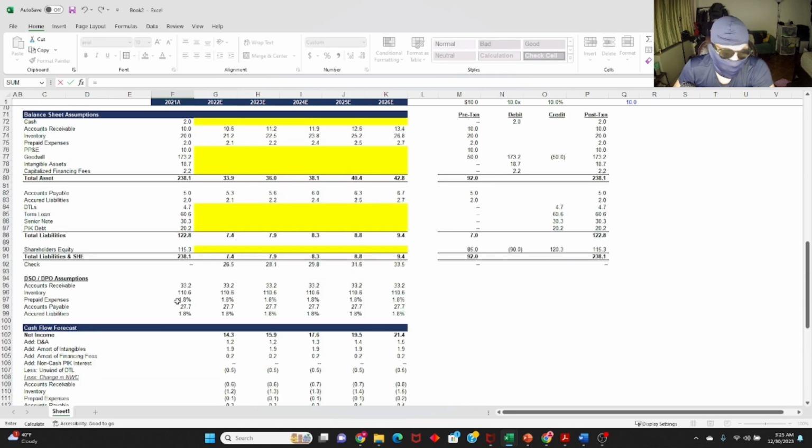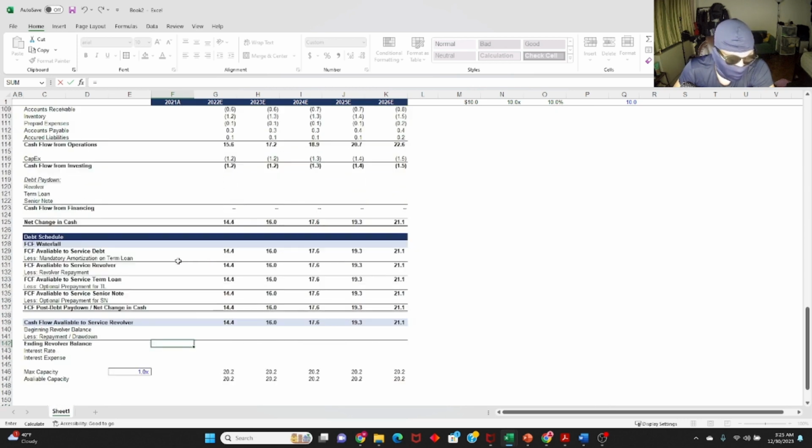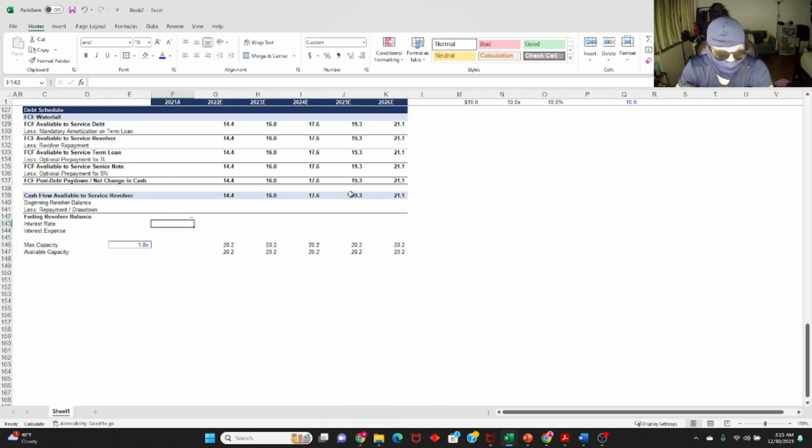Your ending revolver balance is basically going to be pulling from your balance sheet. So currently you have nothing, right? Because you start with nothing. Beginning balance equal to your ending balance. So right now we're just hard coding to 0 here. Let's make that blue. And then you're going to sum up.